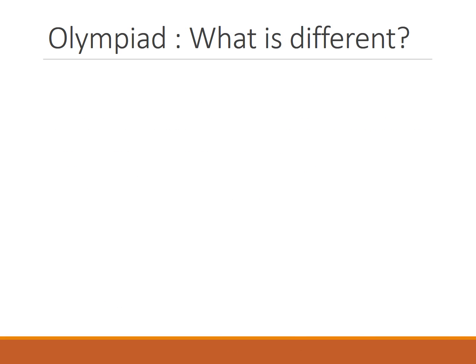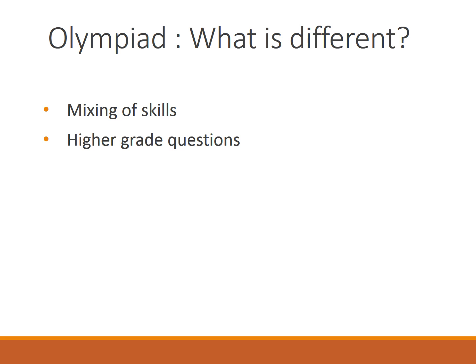So, what exactly is the difference between the two exams? While going through the previous year's question paper, I was able to point out a few. The first thing which I noticed was the mixing up of skills. What happens in the Olympiad is that instead of asking a straight question, they mix different skills in one question.